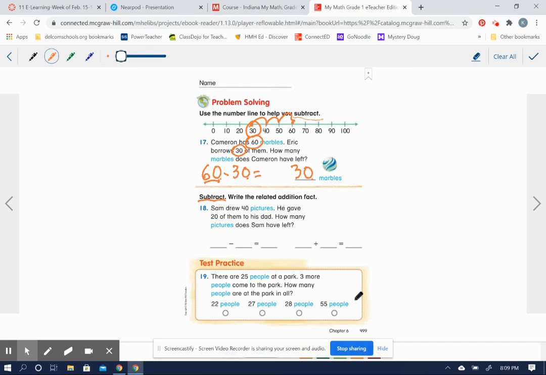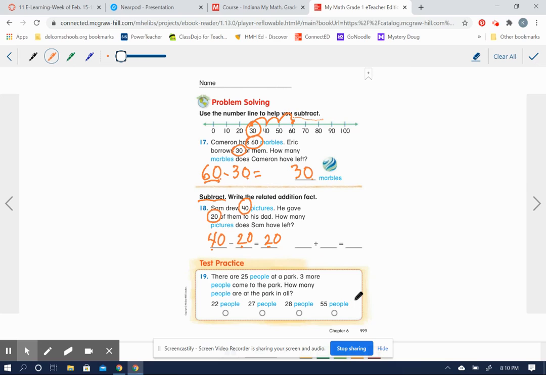All right, we've got the numbers 40 and 20. To make a subtraction sentence, which number has to go before the minus? Yeah, the bigger number, 40. That's how many pictures he started with. And then he gave 20 of them to his dad. So we took 20 of them away to give to his dad. So 40 minus 20 equals, how many did he have left? Yes, 20, because 4 minus 2 equals 2. And you can't forget those zeros. 4 tens minus 2 tens equals 2 tens.